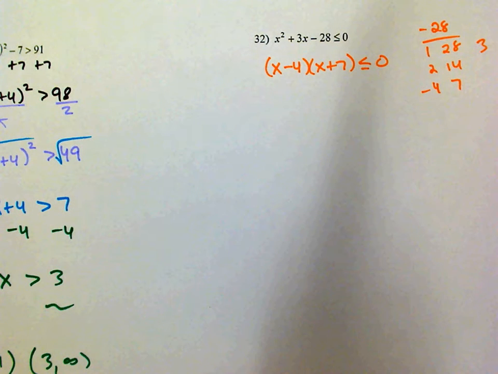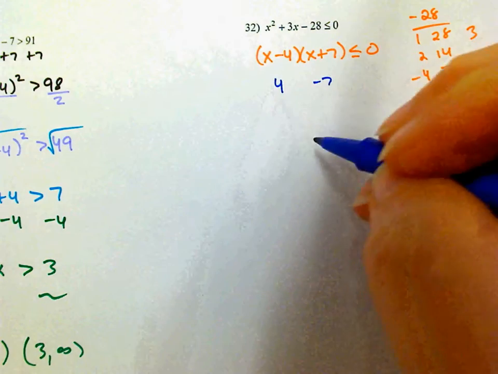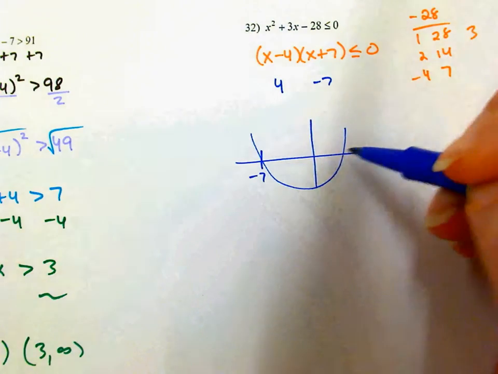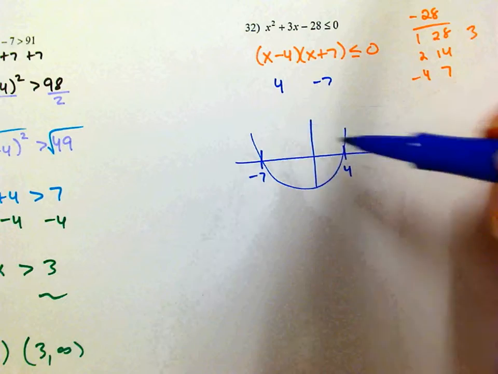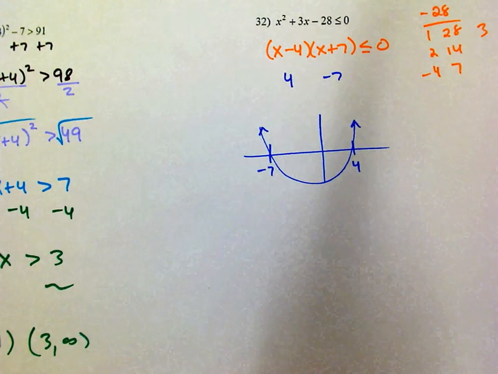So if I sketch it, then the parabola should cross at negative 7 and positive 4. And then the question is, where is it less than or equal to 0? To be less than or equal to 0 means to be below the x-axis. So that is between these two numbers. It's got an equal to, so bracket.